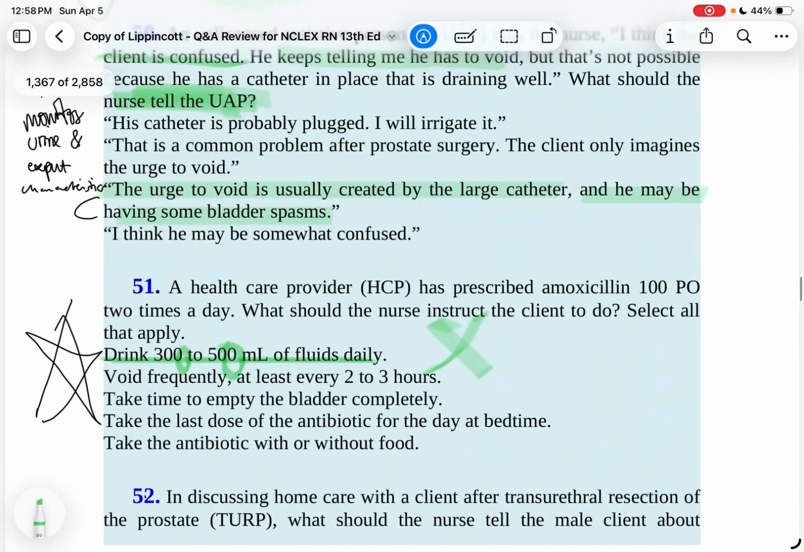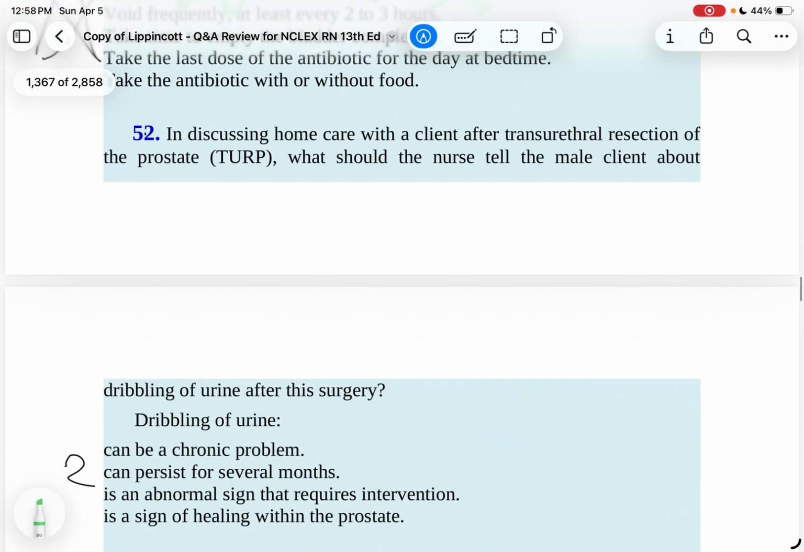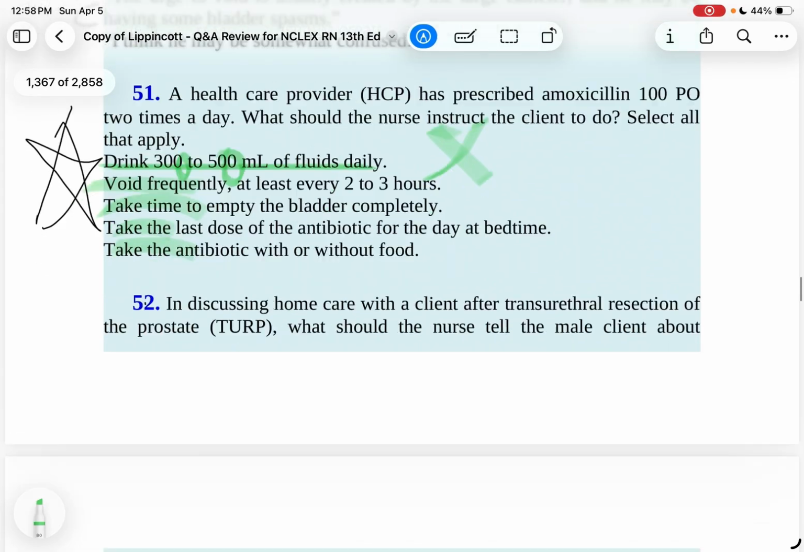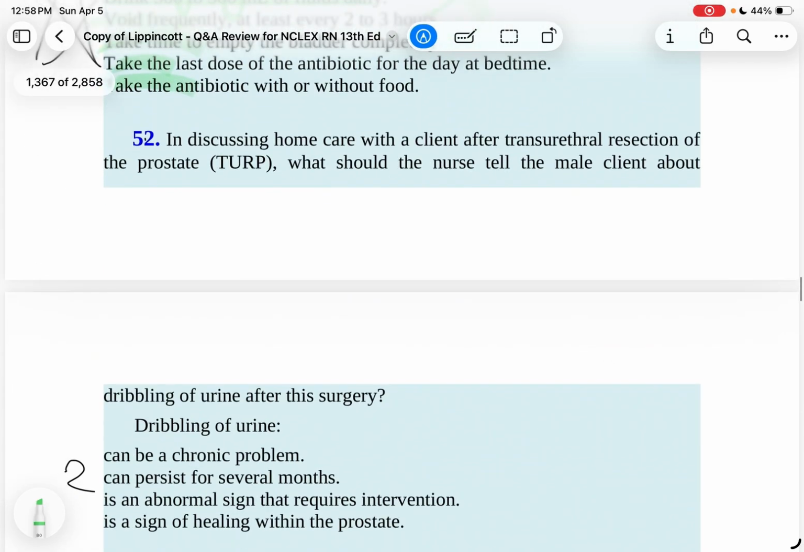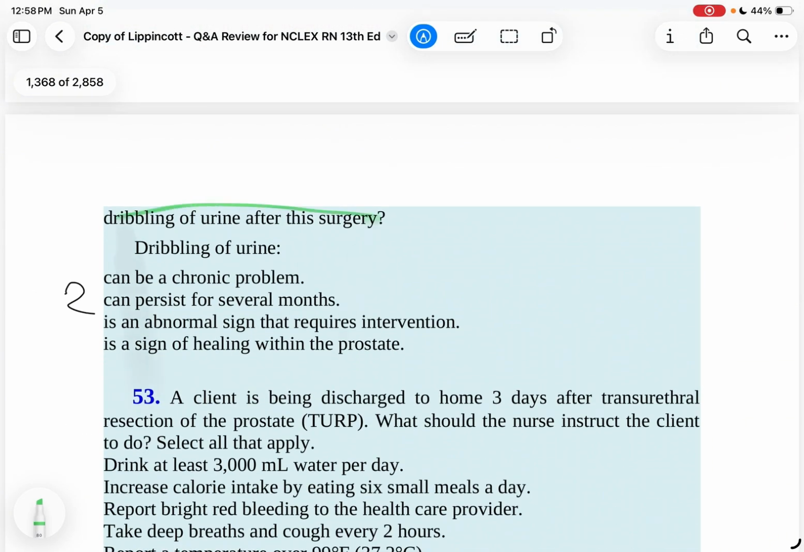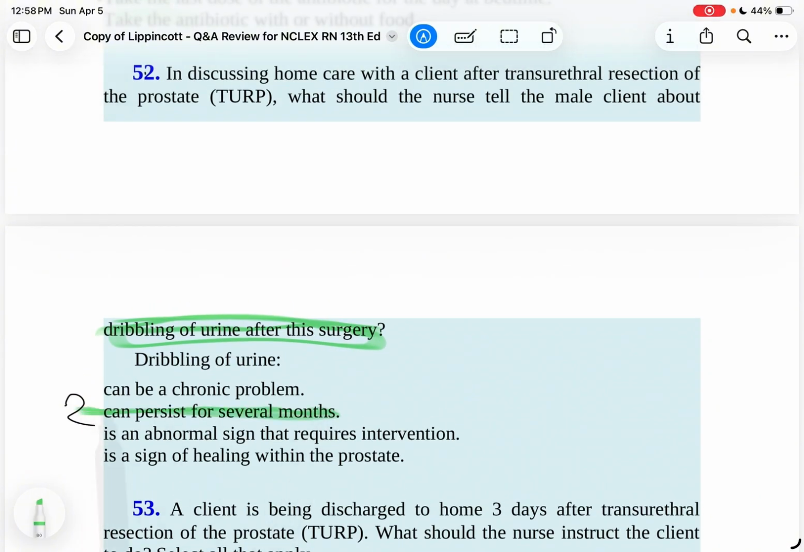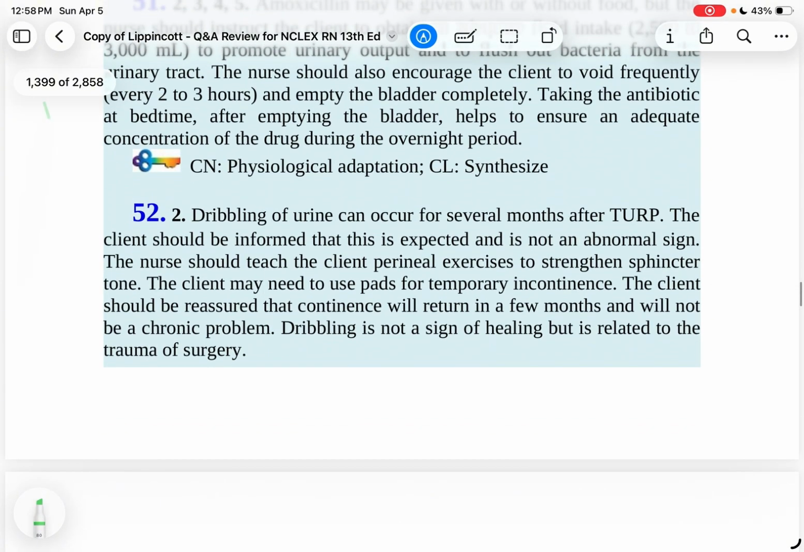In discussing home care with the client after transurethral resection of the prostate, what should the nurse tell the male client about dribbling of urine after this surgery? It can persist for several months. If your male client is dribbling after TURP, he should be informed that this is expected and is not an abnormal sign. Dribble, but not basketball.